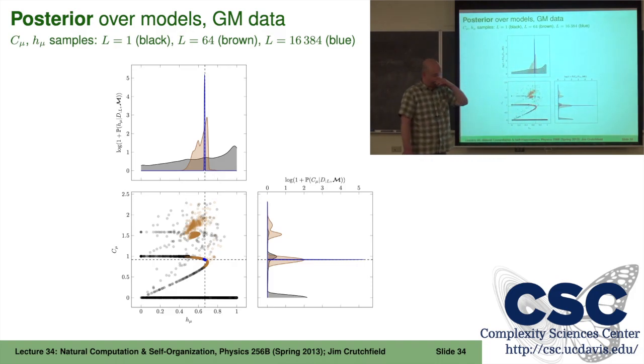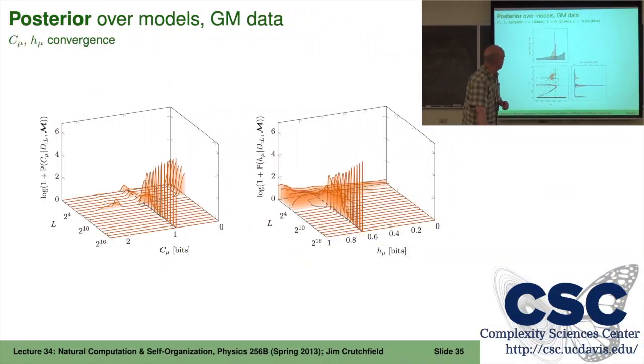So by 16,000 symbols, you've, in this case, certainly identified the golden mean structure, and you're estimating C mu and H mu with quite a bit of accuracy. And probably that shouldn't be super surprising because the topology is in the set that we're considering. So it should do this.